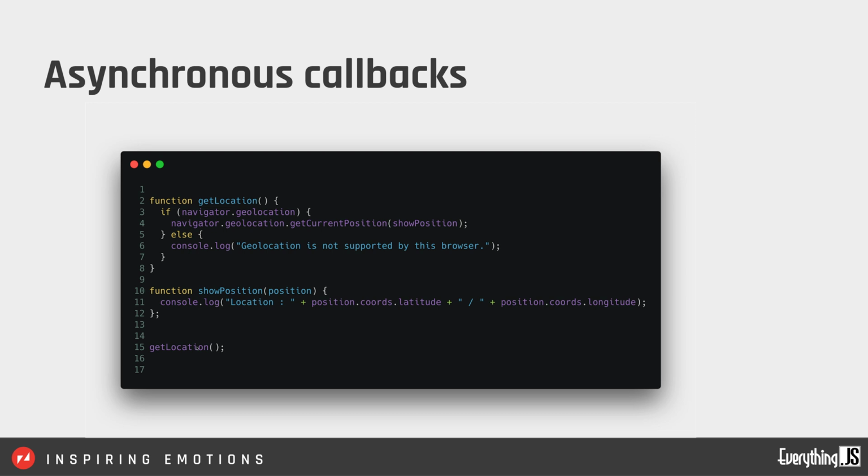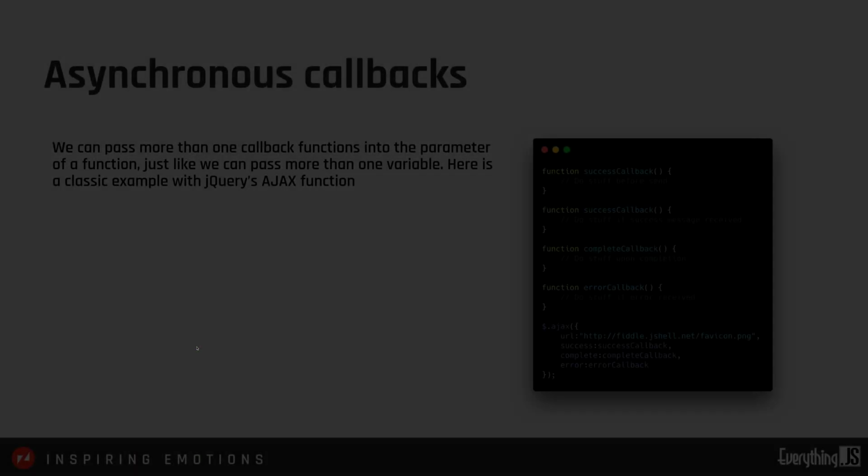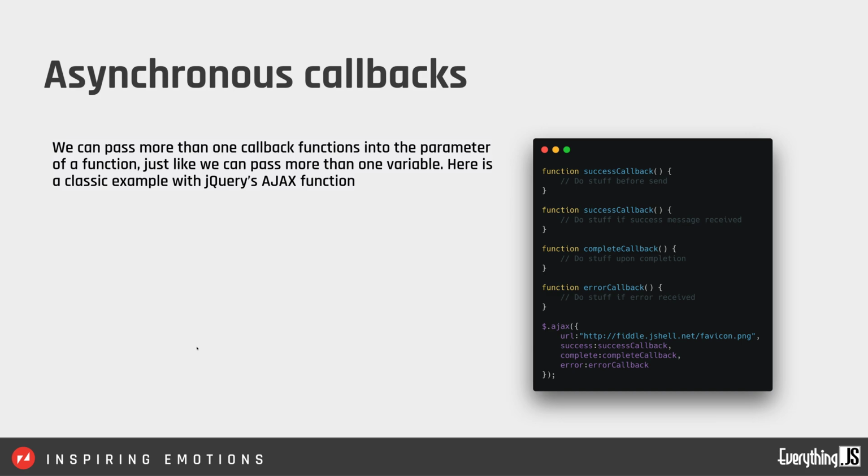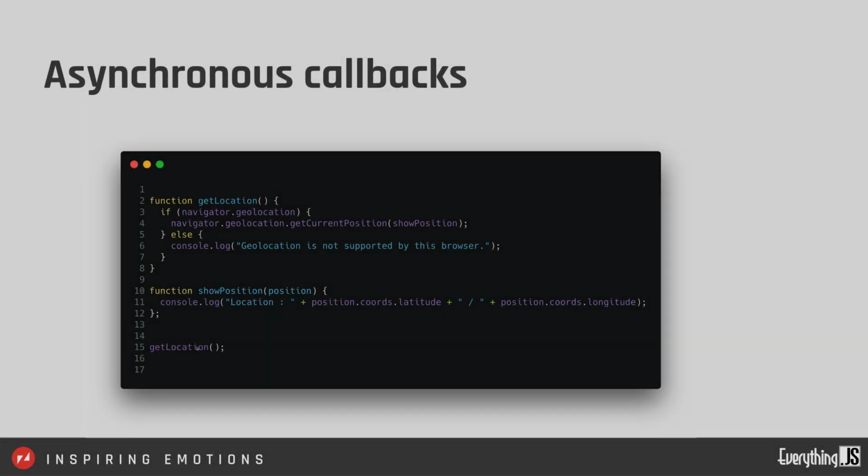I mean, we can pass an error callback function and a success callback function likewise. If something happened inside the API, some error, we can get those errors to a separate callback function. Here we haven't implemented that function, but we can pass more callback functions to this getCurrentPosition function.